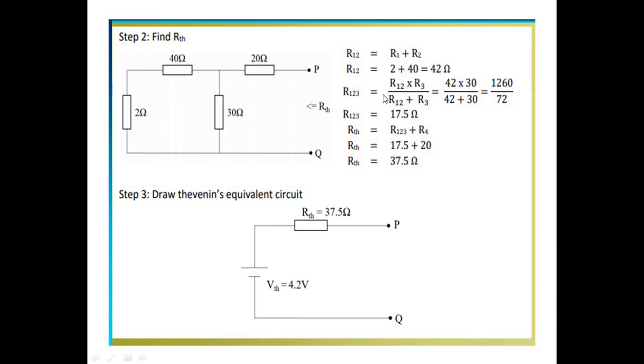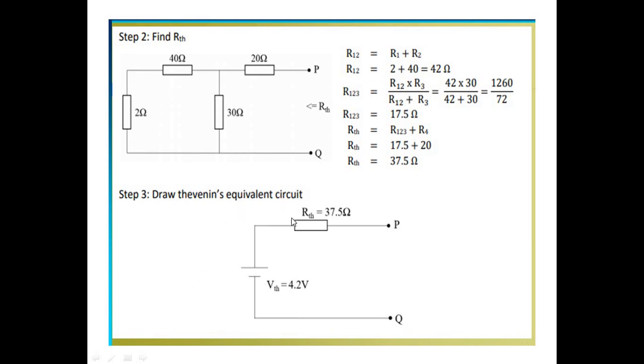Then R123 is R12 into R3 divided by R12 plus R3, because the resistances are connected in parallel: R1 into R2 divided by R1 plus R2. Here 42 into 30 divided by 42 plus 30, that is equal to 1260 divided by 72. Then R123 is equal to 17.5, and then in series combination with the 20 ohm, R Thevenin is 17.5 plus 20, that is equal to 37.5 ohm.